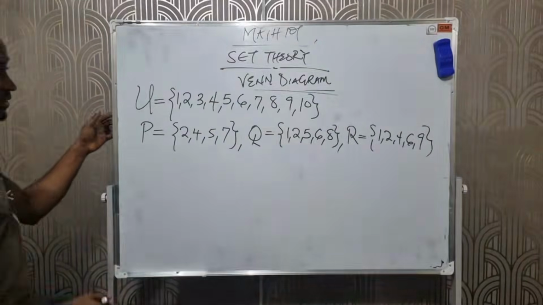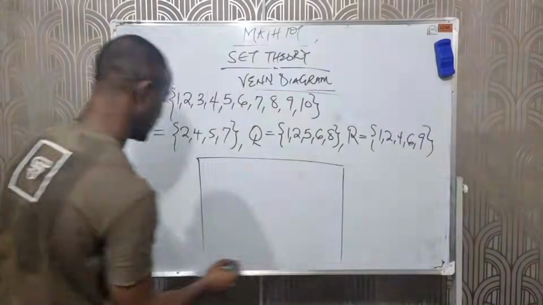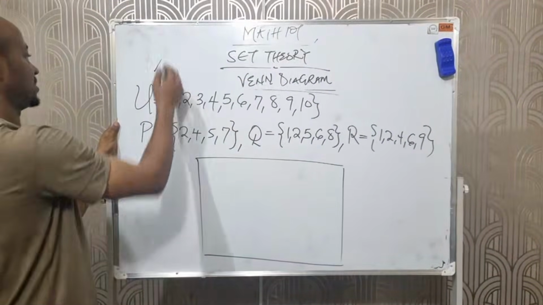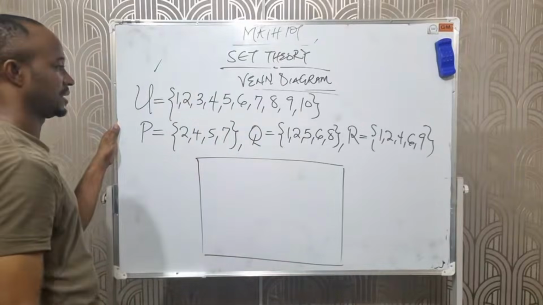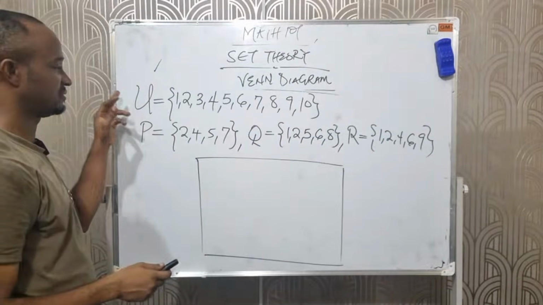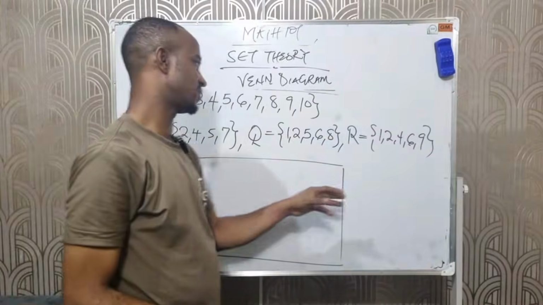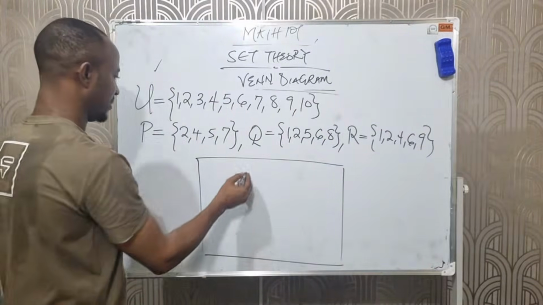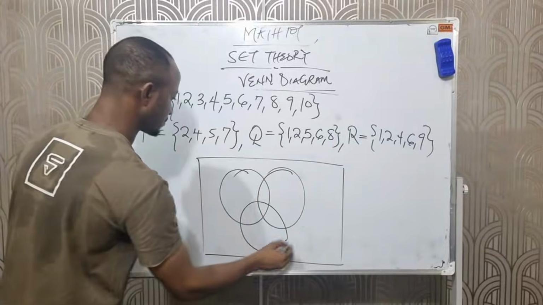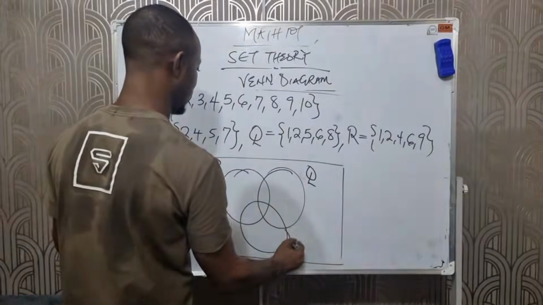Okay, this is one of your questions. So let's see how we can represent this together using a Venn diagram. We bring out our Venn diagram. We have a general set here that shows from 1 to 10. Then we have the various subsets: P is a subset of the general set, Q is a subset of the general set, and R is a subset of the general set. So I'll bring out the 3 subsets, P, Q, and R.